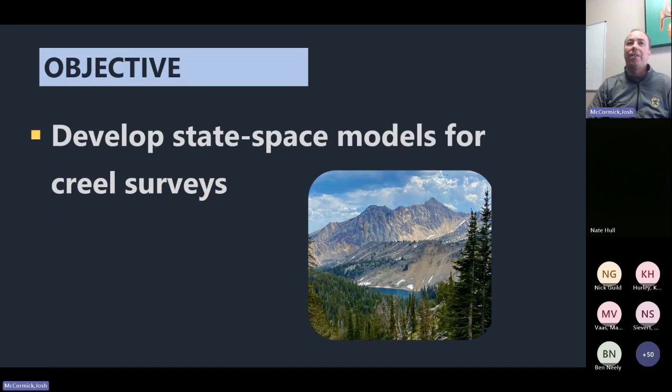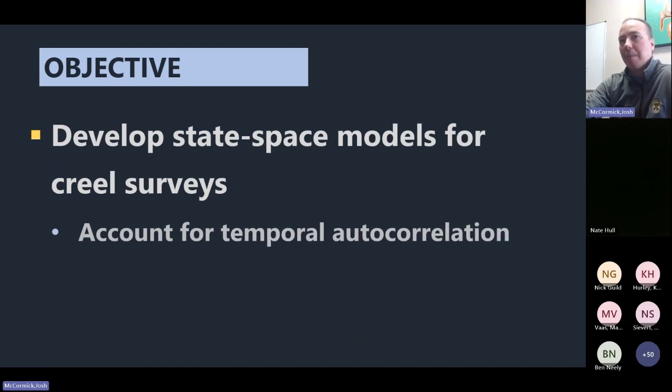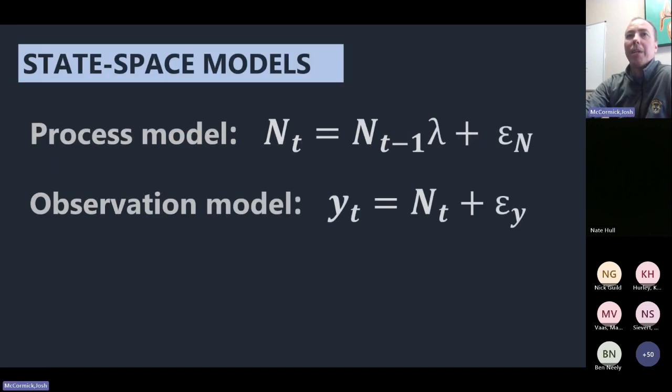Which brings us to the objectives of this analysis, which was to develop state space models for creel surveys. And the main purpose was to account for this temporal autocorrelation that often exists with angling populations. And so to do this, when we want to use a state space model, we first need to define the process model and the observation model. And in this case, I'm just going to use this exponential population growth model that I described earlier. However, when it comes to the observation model, we need to do some tweaks here. So in this case, Y sub T is the data that we collected, so the counts of anglers.